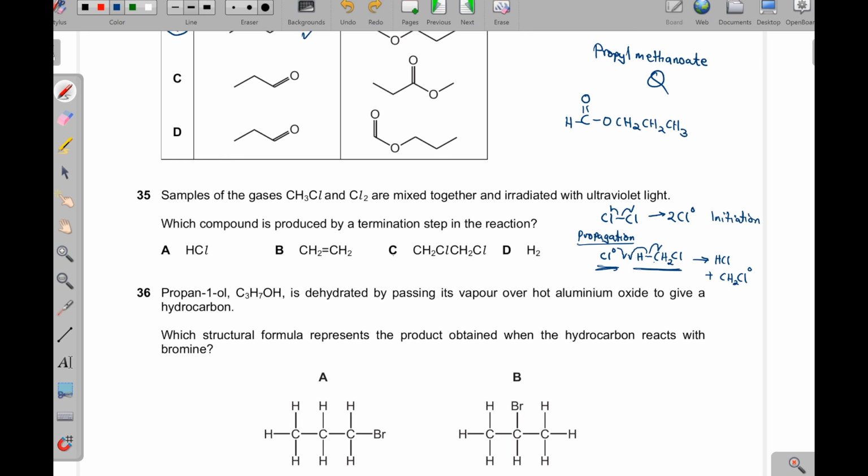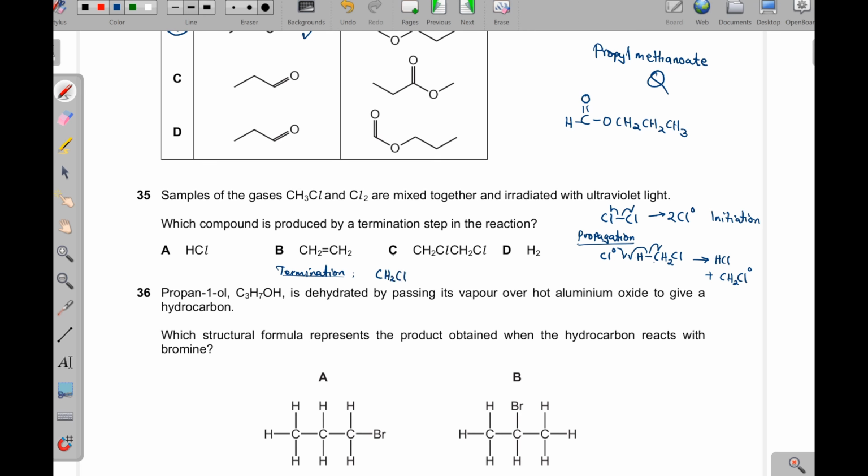You see that? Then in termination, this one can go on and on. This one can again attack this molecule, the CH3Cl. They can go on and on. But when we get two radicals coming together, then we shall get what we call a termination. The reaction will stop when two radicals come together.